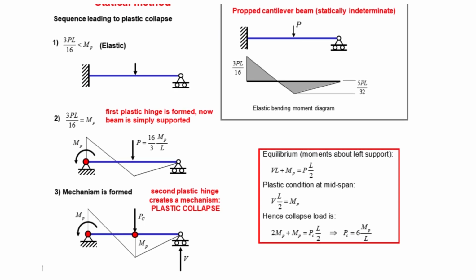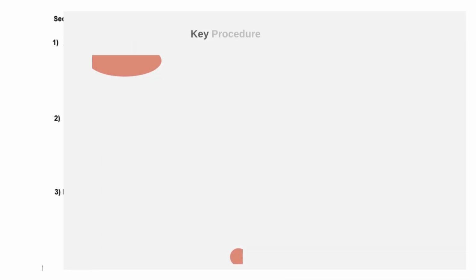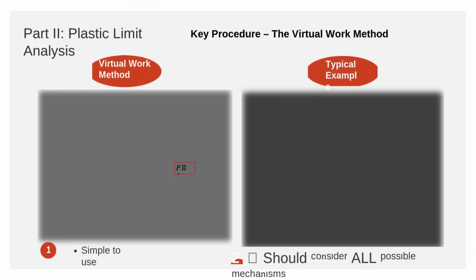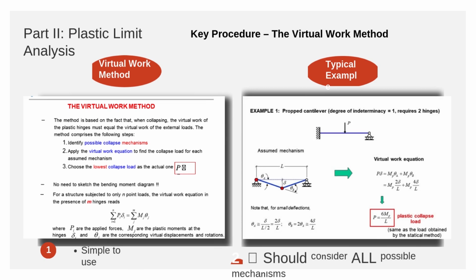Key procedure: the virtual work method. The method is based on the fact that, when collapsing, the virtual work of the plastic hinges must equal the virtual work of the external loads. The method comprises the following steps. Identify possible collapse mechanisms. Apply the virtual work equation to find the collapse load for each assumed mechanism. Choose the lowest collapse load as the actual one; this load equals the plastic limit load. This method does not need the sketching of the bending moment diagram.